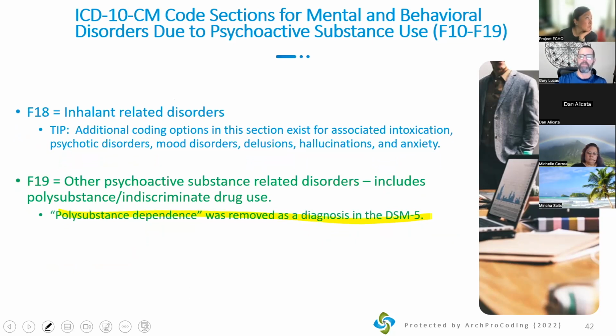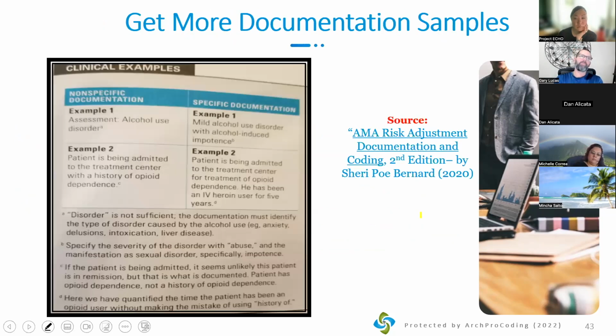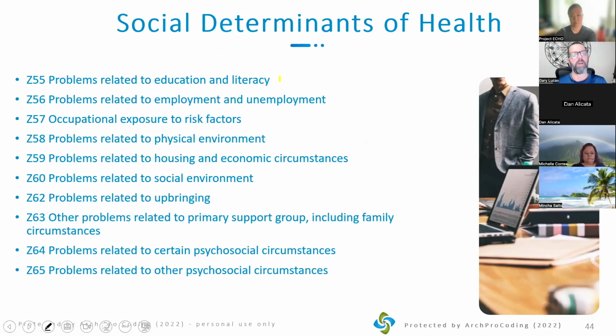Definitely to point out some issues like polysubstance dependence being removed in the DSM manual, but still being present in the ICD-10 manual. So examples that you might find beneficial come from another book that I keep here beside all my other coding books. Miss Bernard literally wrote the book on diagnosis coding, and she has some great examples on how to turn what she calls non-specific documentation into specific documentation, and that's going to help with important coding there, as well as making sure to report your social determinants of health.